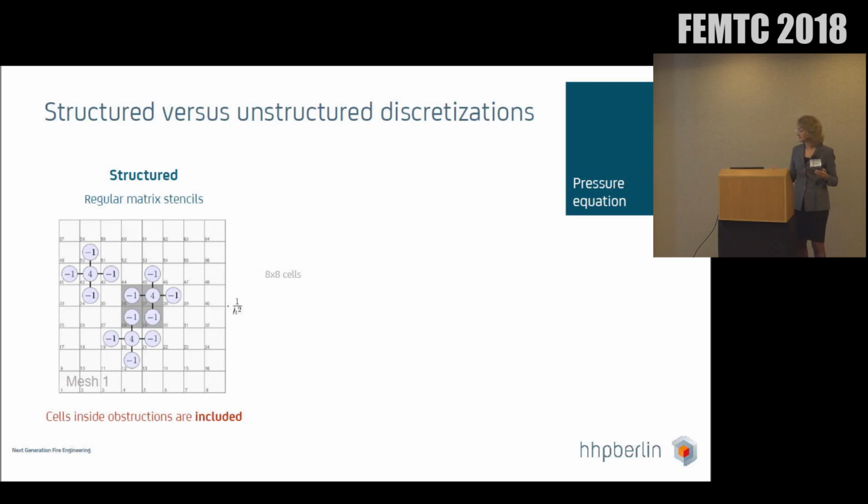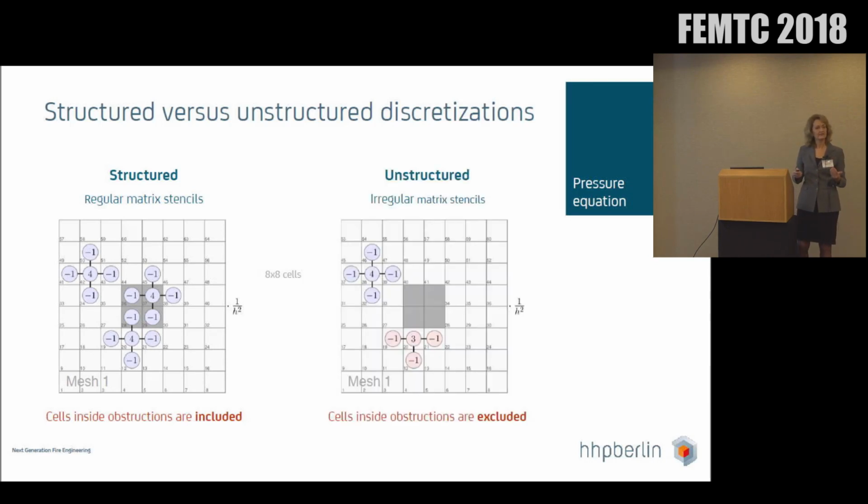Now you might ask, isn't that a little bit unphysical? Because we have a solid obstruction here where nothing happens. So we could exclude those cells from our system of equations. But in this case, we have to use more intelligent matrix stencils. So this one here disappears, and this one doesn't have a leg reaching into the obstruction anymore. So it's much more complicated, what we have to do.